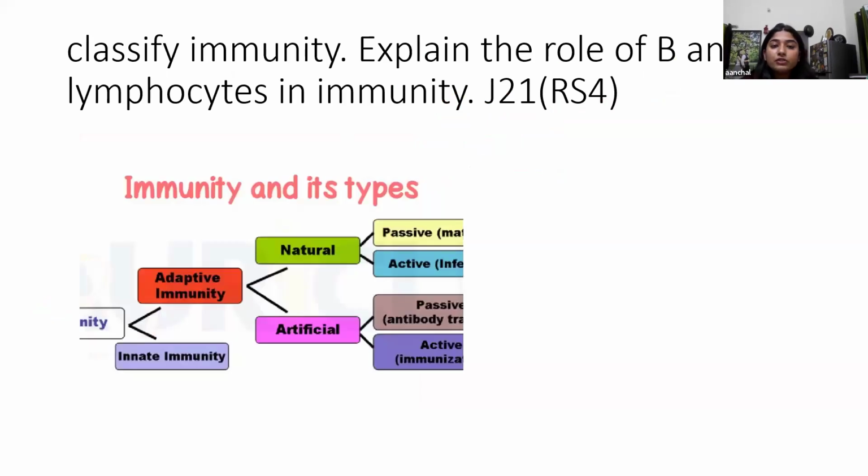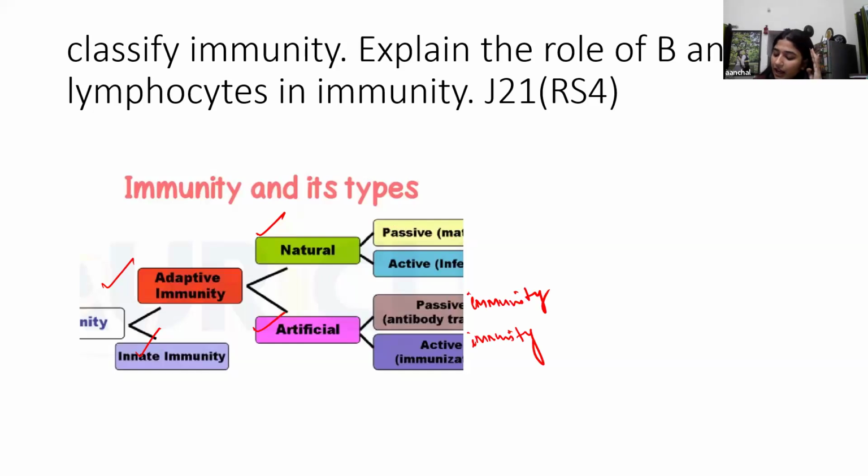So next question we have: classify immunity. Explain the role of B and T lymphocytes in immunity. As we can see, immunity is classified as adaptive immunity and innate immunity. Then in adaptive immunity, we have natural and artificial. And in natural, we have active and passive. And in artificial also, we have active immunity and passive immunity. So this is how we classify immunity: adaptive immunity and innate immunity.